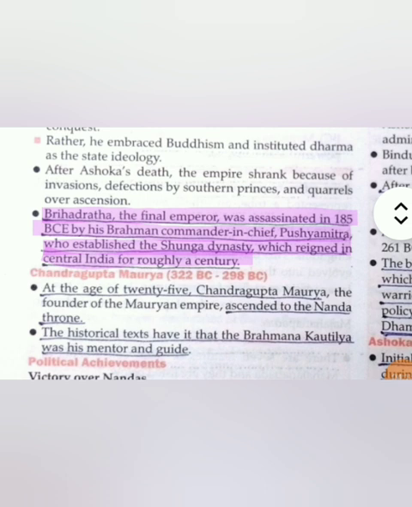Now we are going to understand that this Mauryan Empire was so strong, so powerful, with such capable rulers. So how did it come to an end? The commander in chief of Brihadratha assassinated him in 185 BCE. The name of the commander in chief was Pushyamitra Shunga, and he established the Shunga dynasty.